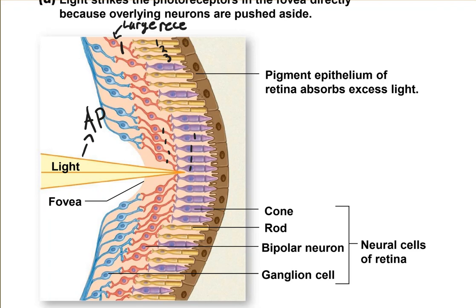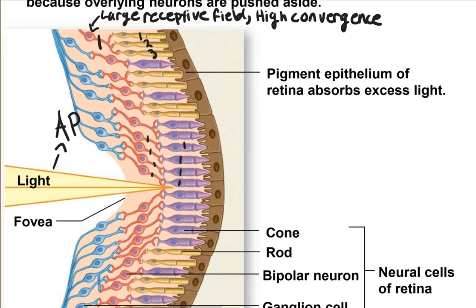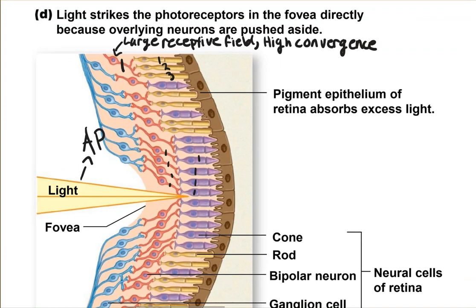So we would say that this bipolar cell has a large receptive field because of the high convergence. Because the rods are converging on the single bipolar cell, it's giving the bipolar cell a large receptive field, which means we have a lower resolution.